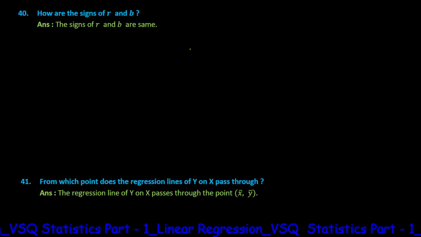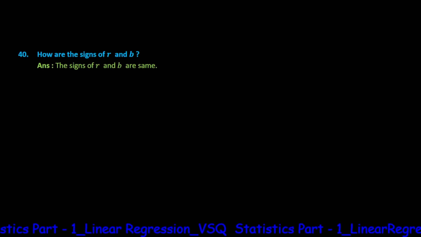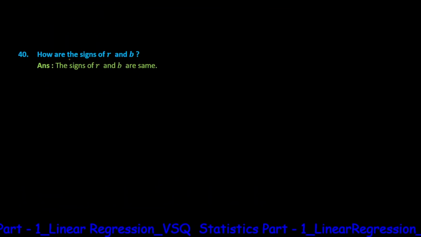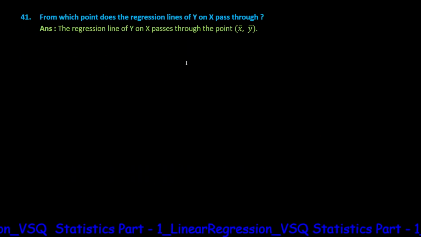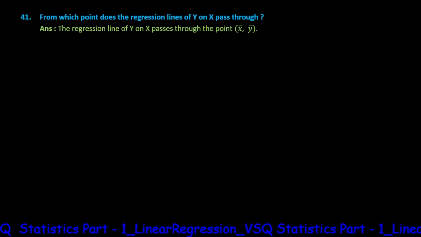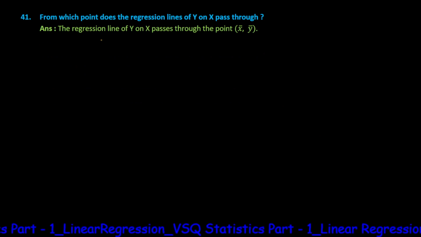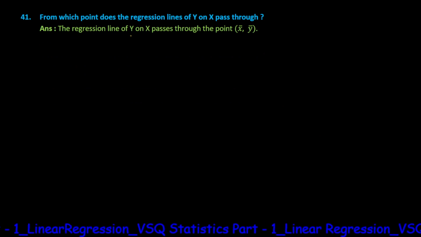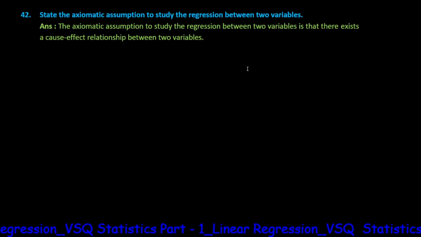Question number 40: how are the signs of R and B? The signs of R and B are always the same. Question number 41: through which point does the regression line of y on x pass? The regression line of y on x passes through the point x bar, y bar.